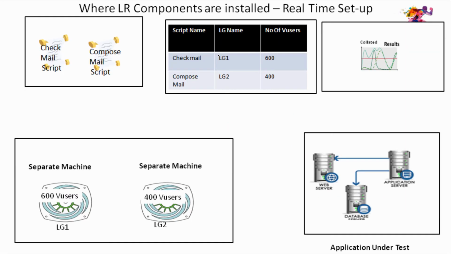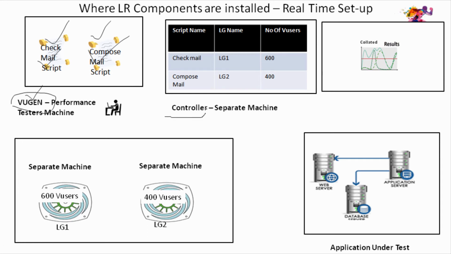Okay, so this was the architecture. So we assumed that this was what a VUGen was. Okay, so there were two scripts. One is purchase order script, even though here it says check mail script, compose mail script. In the earlier video it was purchase order script and purchase requisition script, or it could be any scripts. Just ignore those script names. So that's the first component, and that's your second component, which is the controller. And that's the third component, which is analysis.